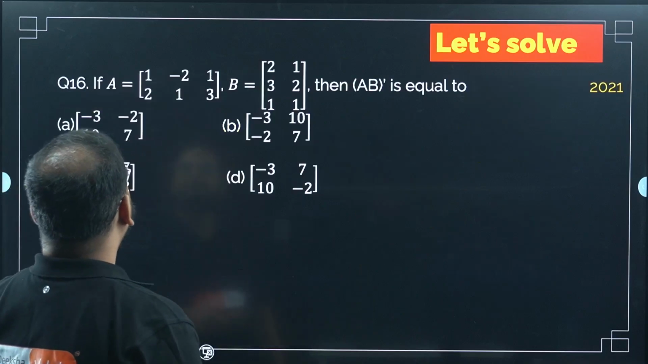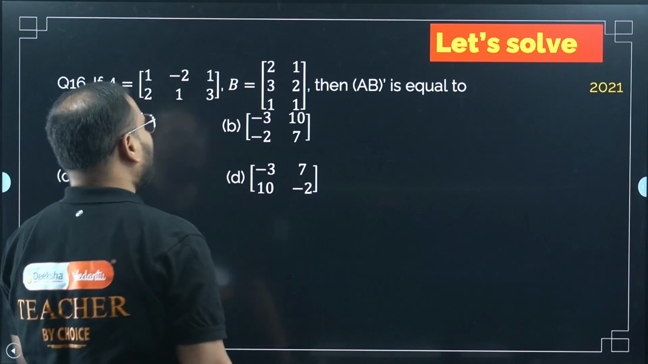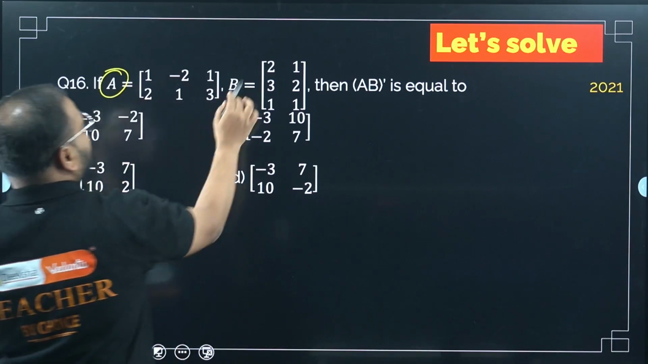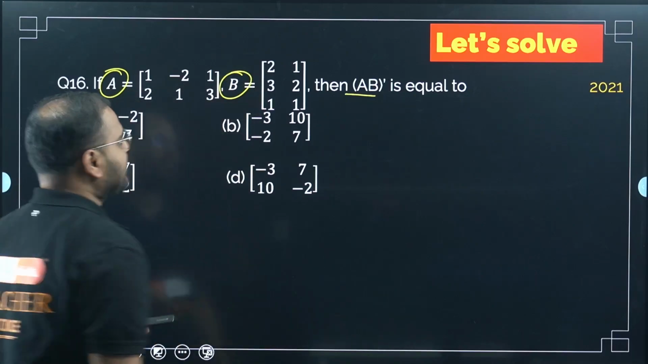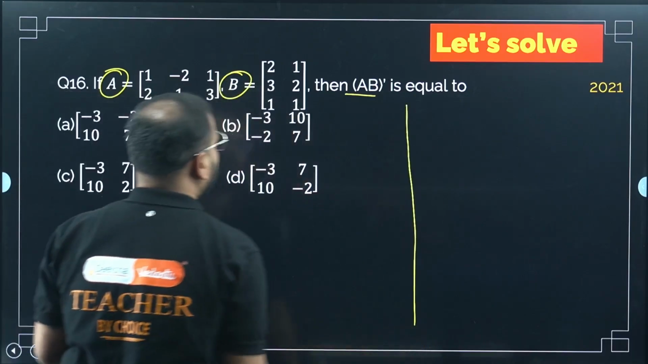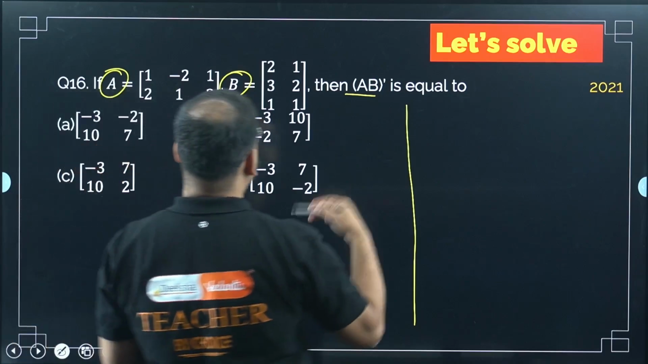Okay. Let's move on. Next problem. Okay, sir. They have given multiplication AB. I know you can do this question. They are asking us to find the AB transpose. AB transpose, right? You can do this multiplication. Okay. Let me check. I'll do it anyway.